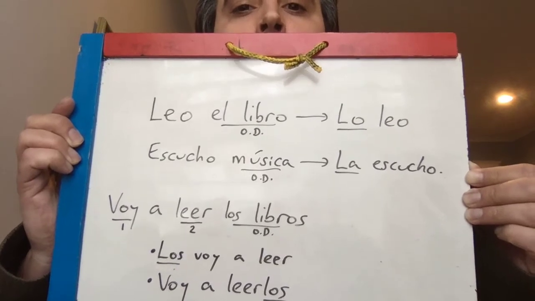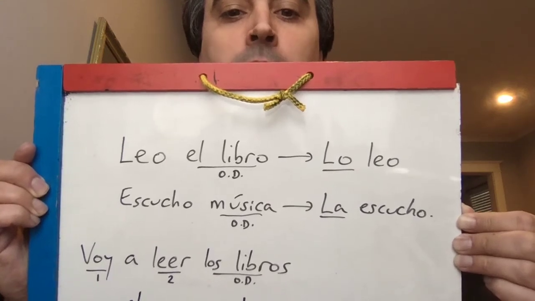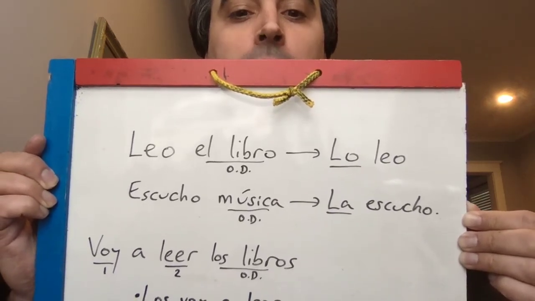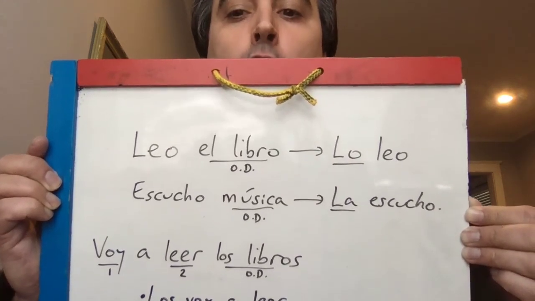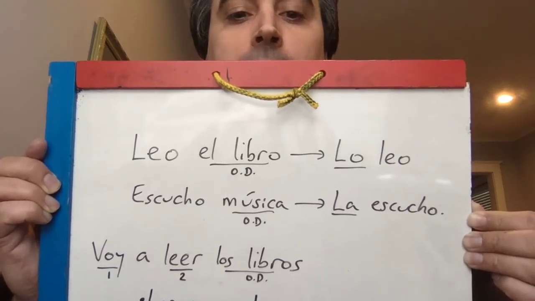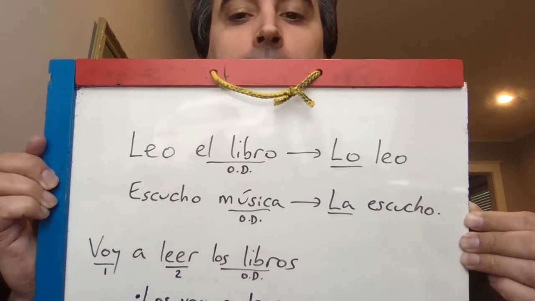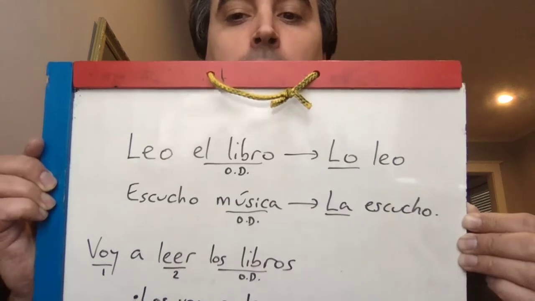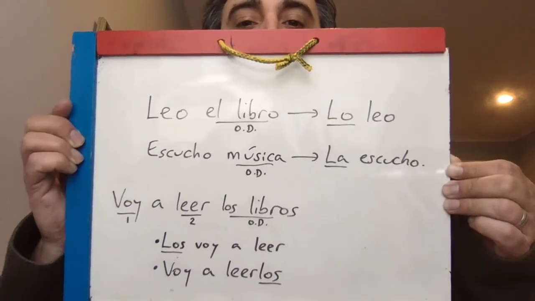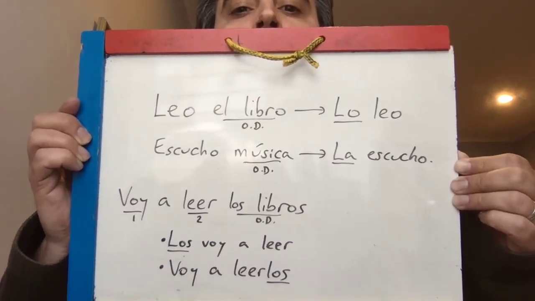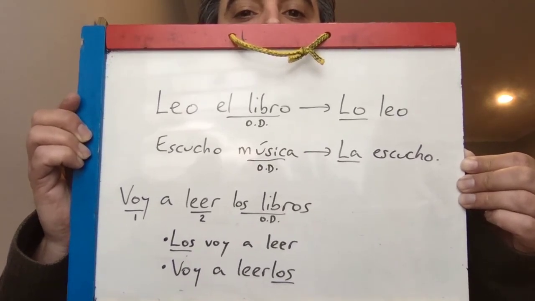Now, why do you have two options? Because you have two verbs. The sentences that you see on top, leo el libro, there's only one verb, leo. So you can only put the direct object pronoun right before that verb. Lo leo. Escucho música. Again, we only have one verb, escucho. So you have to put the direct object pronoun la right before that single verb. La escucho. Look at the difference here on the whiteboard. Sentences at the top, only one verb. Sentence at the bottom, two verbs.